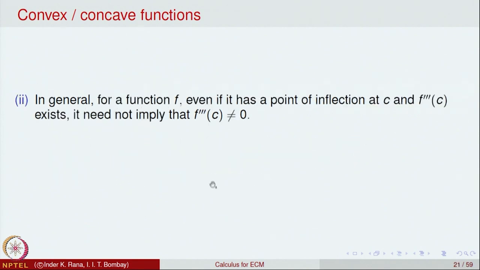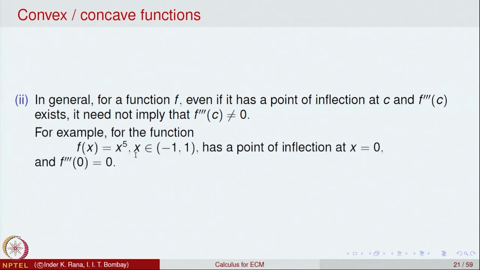In general, for a function, even if it has a point of inflection at C and the third derivative exists, it need not imply the third derivative is not equal to 0. So, that condition was only a sufficient condition, not a necessary condition. For example, you can take x to the power 5. This will have a point of inflection at 0, but the third derivative at that point is equal to 0. That is a simple exercise, you can just compute and check.